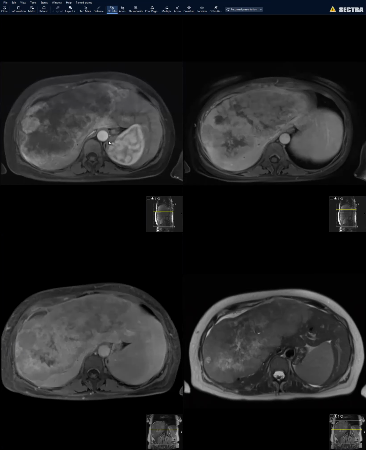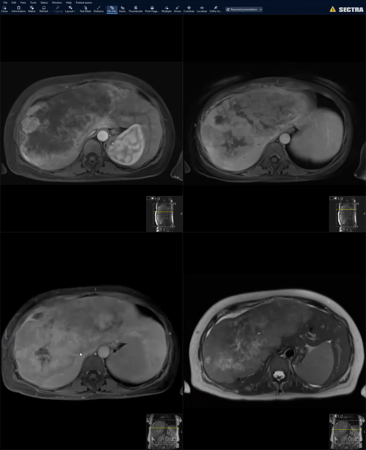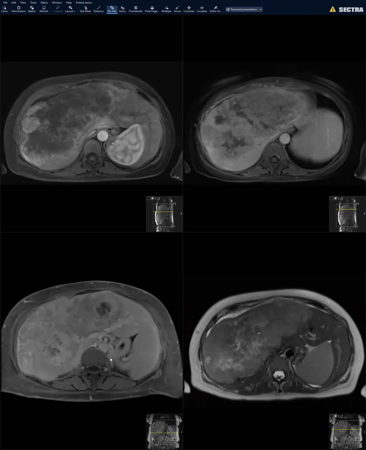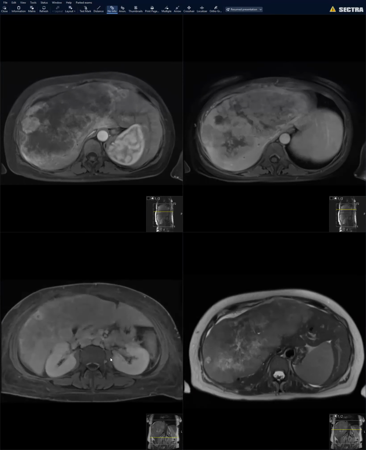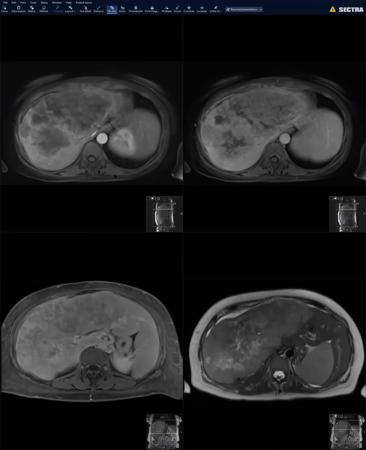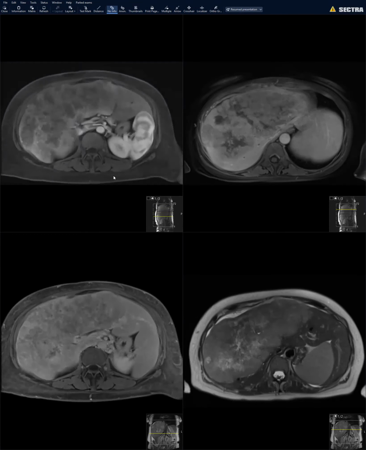I have arterial phase, post-contrast, portal venous phase. This is like a 3-minute delay in T2 weighted images. So obviously not a small finding, but just to go over some differentials, get your thoughts.